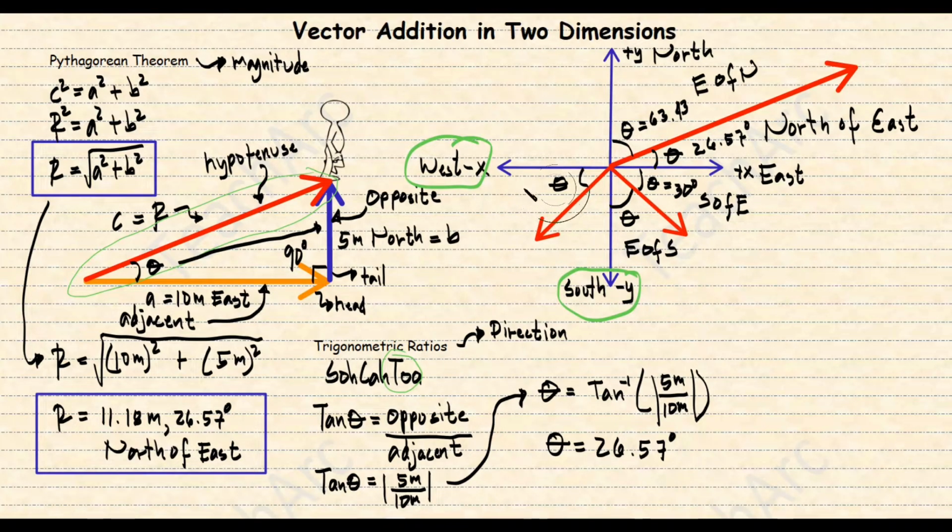What if the vector is here? Considering this angle, the direction will be south of west. If from this angle, then it's west of south. How about if the vector is located here? Then north of west from this angle or west of north from this angle. I'm hoping that everything is clear now.